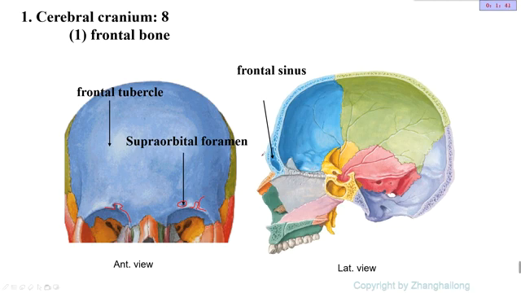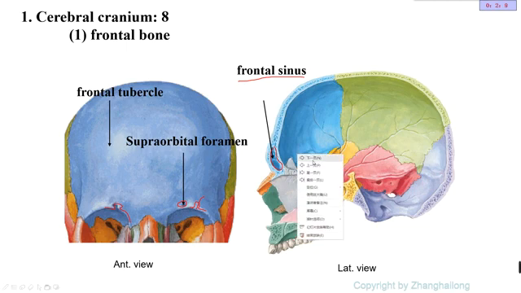Okay, now let's see. In the middle of the frontal bone, there is a cavity in it. This one is the frontal sinus. Sinus means some cavity or some hollow space in the skull. Okay, here is the frontal sinus, and there are other sinuses I'll introduce for you later, like the sphenoid sinus.